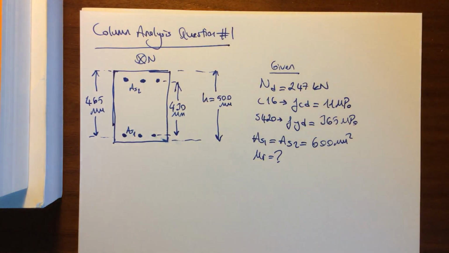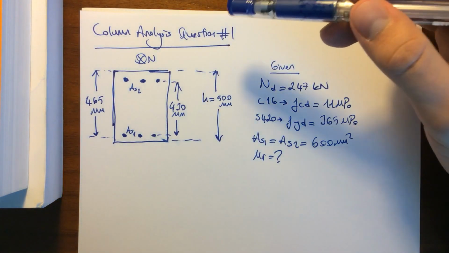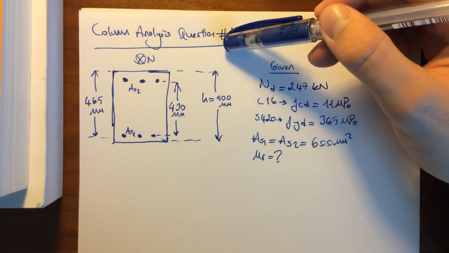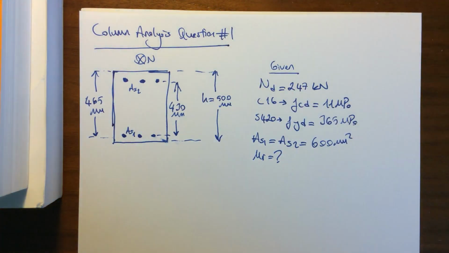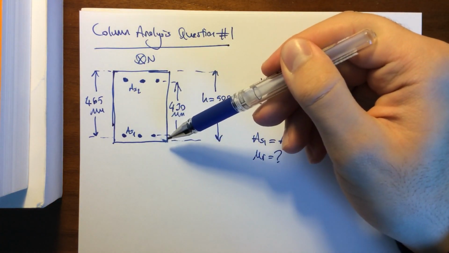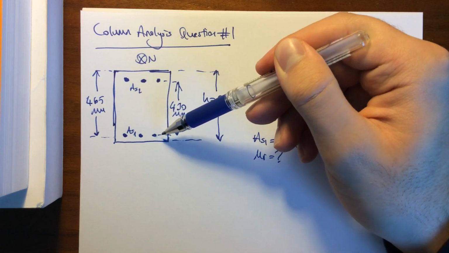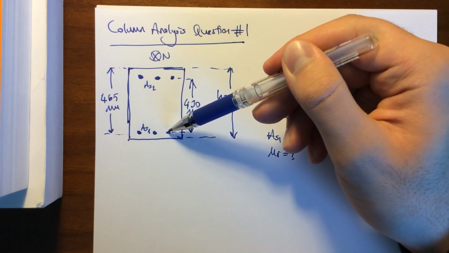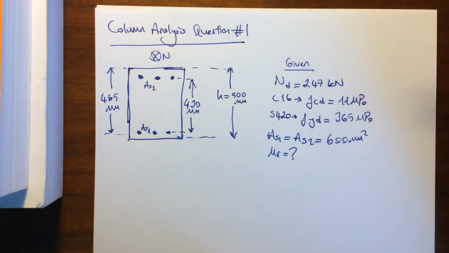Hello everyone, we are facing column analysis question number 1 in this part. Let's go over what is given in the question briefly, and let's move on to the solution itself. So we are given a cross section with double reinforcement. There is steel both in the tension zone and in the compression zone.